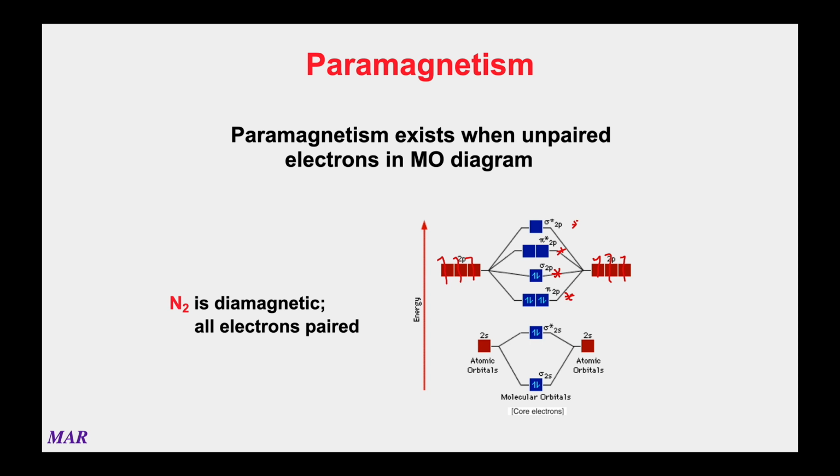But notice that every up electron has a down electron. There are no unpaired electrons, so N2 is diamagnetic. The Lewis structure for N2 is very, very close to the molecular orbital theory structure. N2's Lewis structure would look like that. It has a triple bond, a bond order of 3, just like the molecular orbital diagram shows a bond order of 3. N2's Lewis structure shows it to be diamagnetic, and so does the molecular orbital diagram. N2 would go right on through the magnet with no problem.